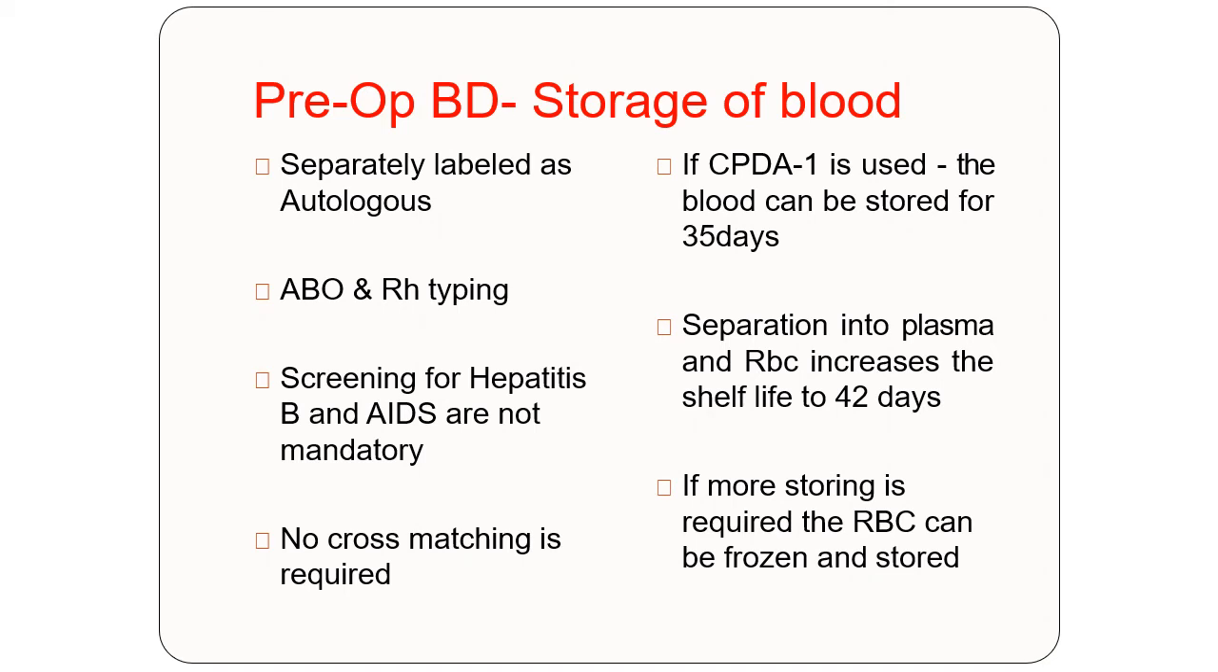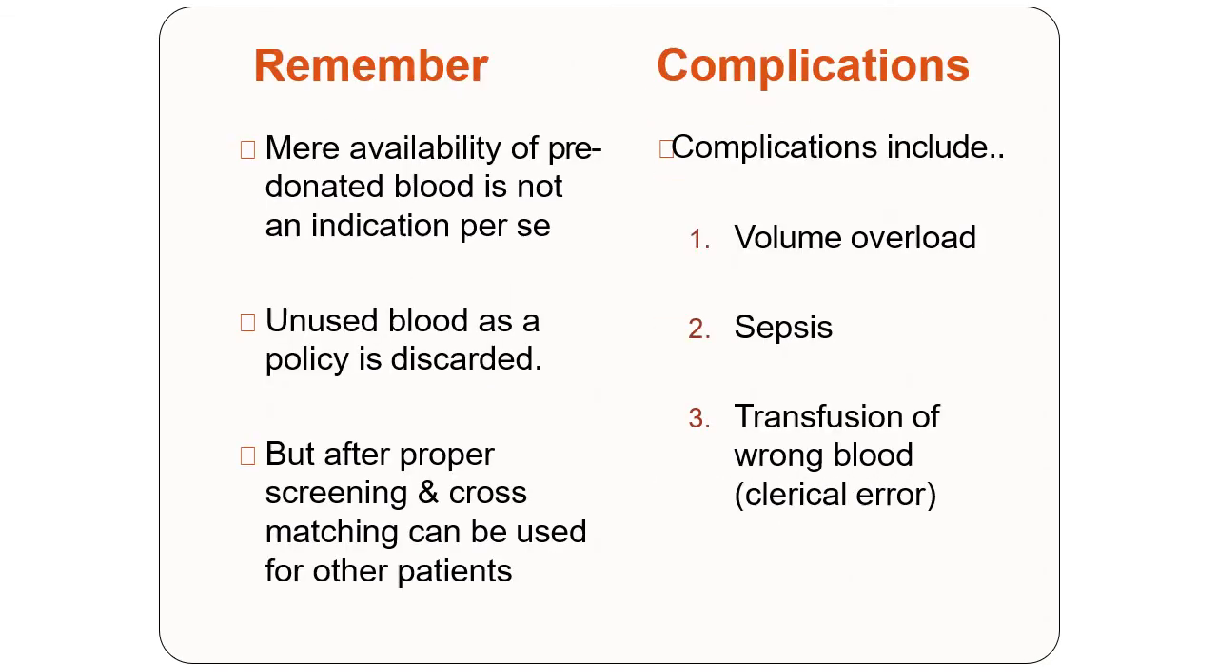If CPDA is used, it can be stored for 35 days. And if the plasma is separated and serum is used, it can be used for 42 days. So the main thing you should remember is the availability of pre-donated blood is not an indication.